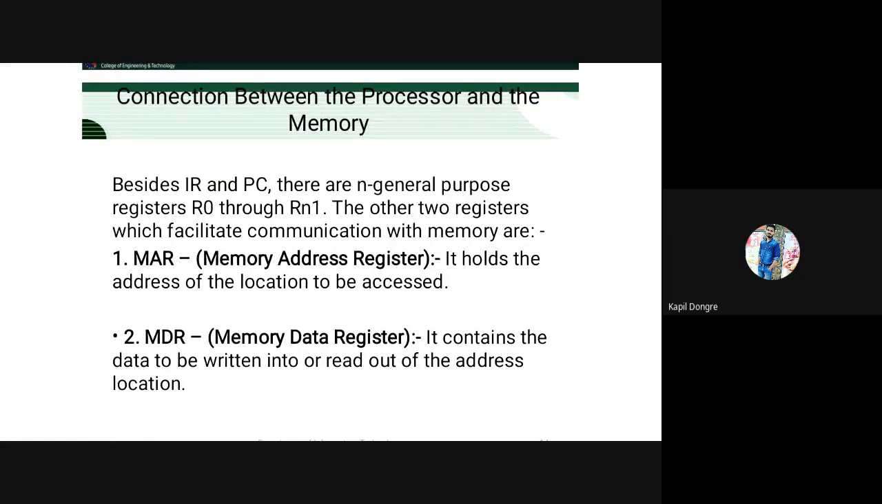Then again here we have the MAR. MAR holds the address of the location to be accessed. And कहाँ से आता है वो address? सबसे पहले हम point out करते हैं PC. MDR contains the data to be written into or read out of the addressed location.